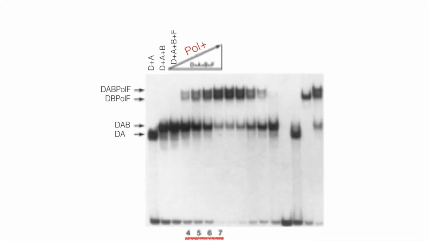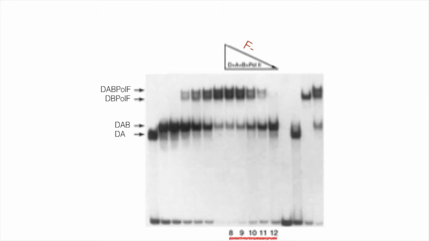So look at the band intensities for the top two bands. Those are the pol bands. Now as we increase pol, they get darker. This means there's more pol binding. Now at this point, we don't know if transcription factor F is actually doing anything. Maybe it is, maybe it's not.